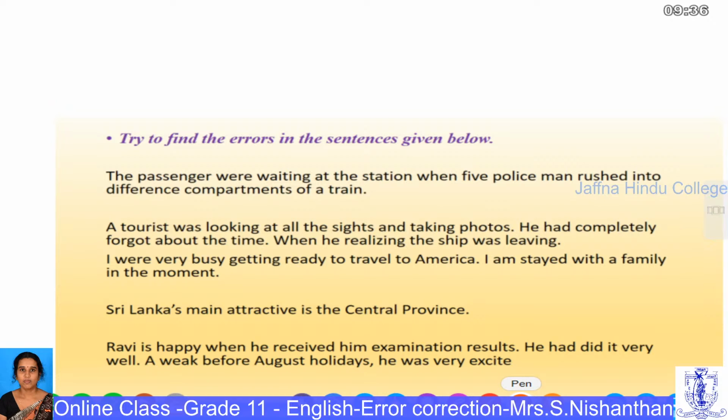So read it carefully. "The passenger were waiting at the station when 5 policemen rushed into different compartments of a train." Right? The passenger were. What is the error? You can find it there. The passenger, so it's singular. So, according to subject-verb agreement, it should be passenger was. There's another error too in this sentence. Can you spot it?